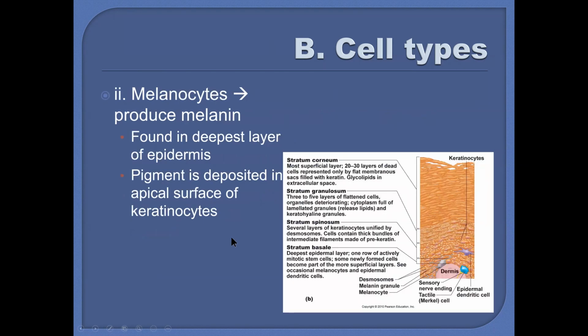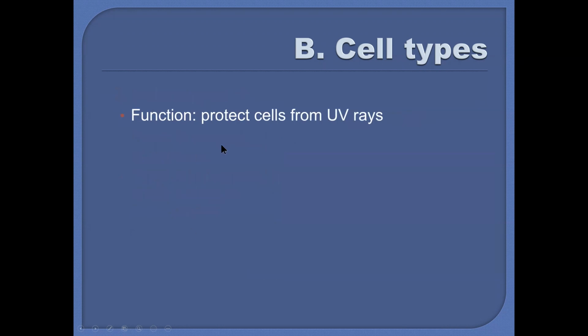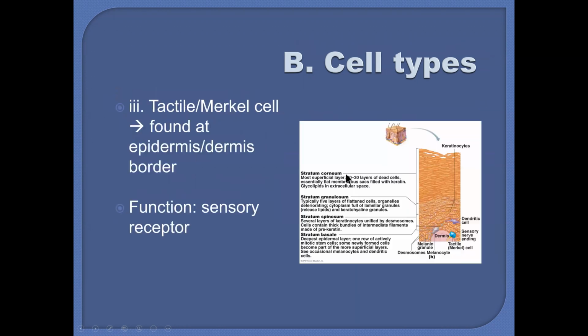The next cell type is melanocytes, which produce melanin. They're found in the deepest layer of the epidermis. They attach the melanin pigment to the apical surface of the keratinocytes. So in the deep layers, we have the keratinocytes and the melanocytes. Keratinocytes are going to produce keratin, which provides the outer protective covering in the epidermis, and the melanocytes are going to attach pigment, melanin, to the apical surface, the surface pointed outwards, of the keratinocytes for UV protection. Function: protect cells from UV rays.